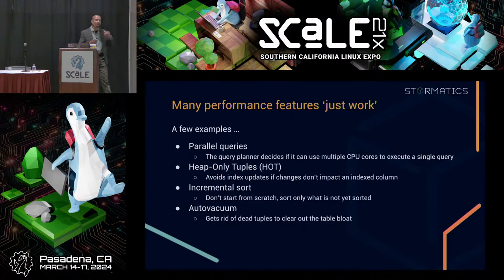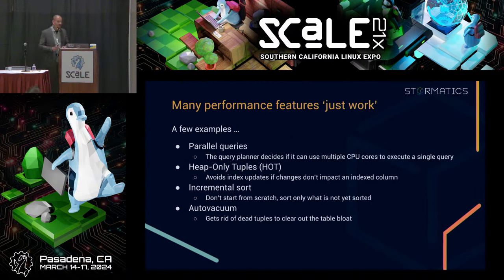It will avoid index changes using heap-only tuples if you are changing a row in a way that is not impacting the index, that's not updating the indexed column. It will use heap-only tuples to avoid the index update and thereby improve the performance. Incremental sort: if data is semi-sorted, Postgres will not just start from scratch and sort the entire data. It will intelligently leverage the semi-sorted nature of the data and help sort it faster.